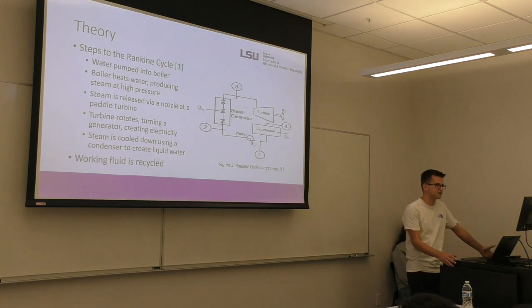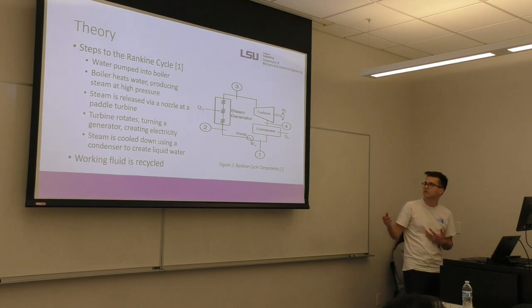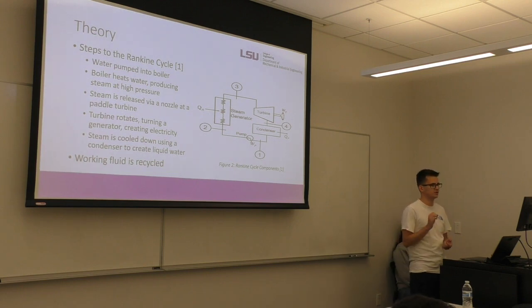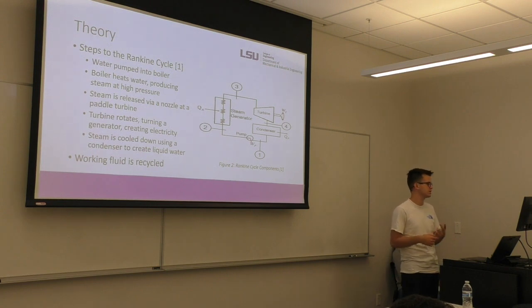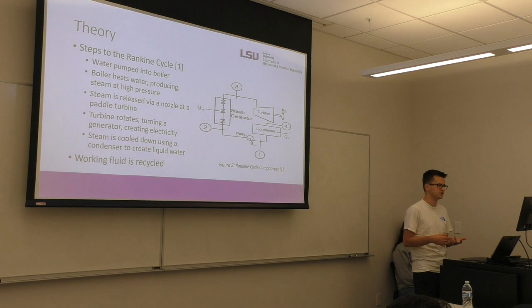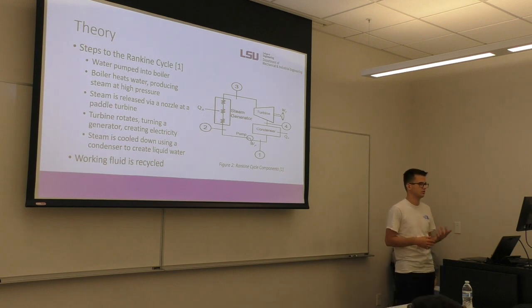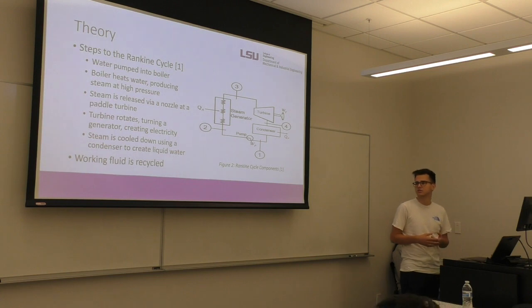So there's 5 main steps to the Rankine cycle. You have water being pumped into the boiler as shown in the diagram on the right here, and then that boiler heats the water, producing steam at a high pressure. That steam is released via a nozzle from the turbine, which causes the turbine to rotate. And as the turbine rotates, it turns a generator, creating electricity. And finally, that steam is cooled down and condensed back to liquid water. So Rankine cycles are particularly attractive because the working fluid is recycled versus a Brayton cycle or a jet engine cycle where it's burned off.